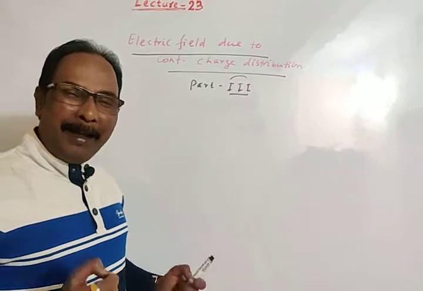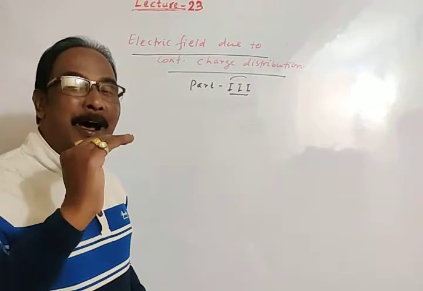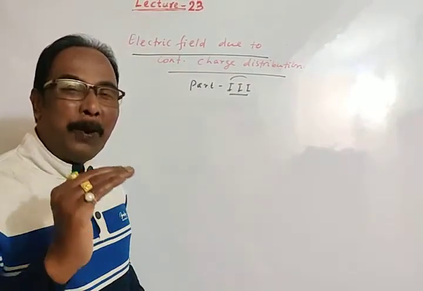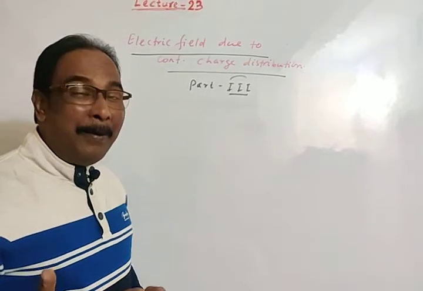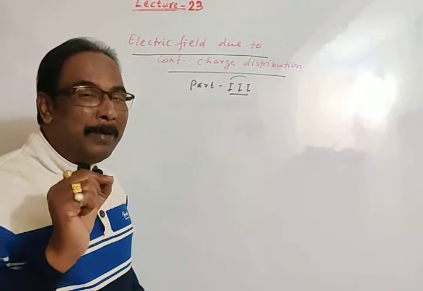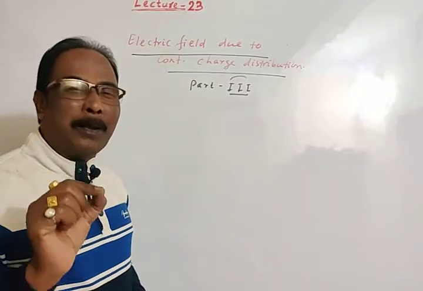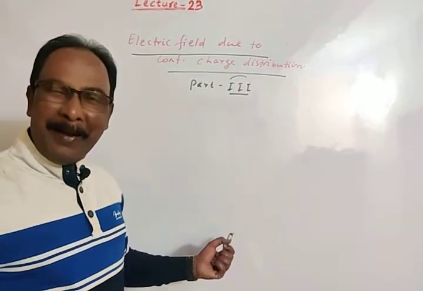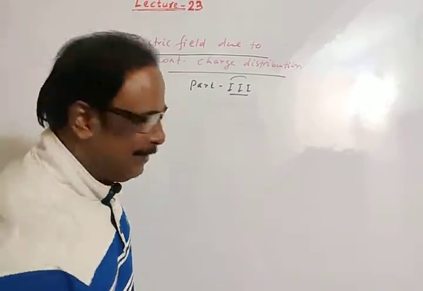Electric field due to uniformly charged semicircular ring, and then we will discuss how to find electric field due to uniformly charged quarter circular ring. Let's start our discussion.